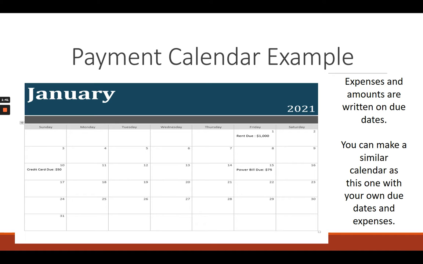Here is an example of a payment calendar. You will notice that I wrote an example of when rent is due and wrote rent due on the due date, which is Friday, January 1st, and I included the amount. You can make a similar calendar as this one with your own due dates and expenses.